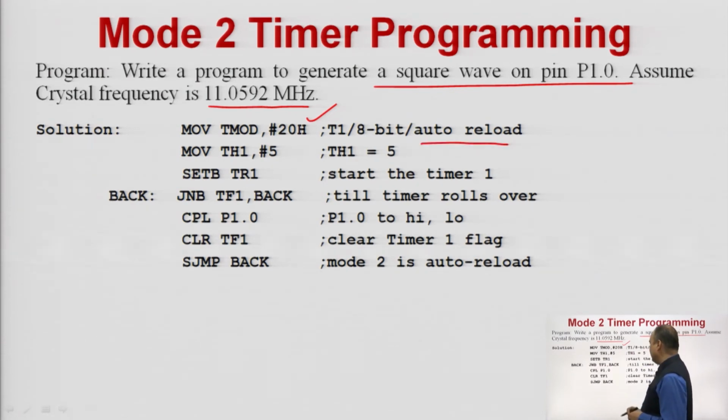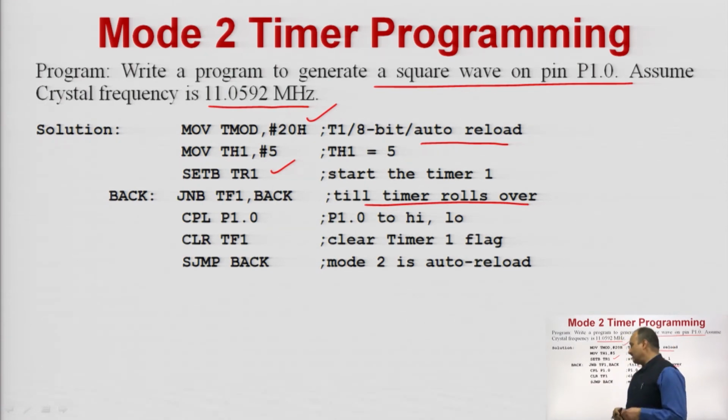The 8-bit value which can be loaded into the TH1 register is 05. Once the value is loaded, we need to start the timer with the help of the instruction SETB TR1. With the help of this instruction, we will start the timer. Once the timer is started, we need to monitor the timer flag with the help of the instruction JNB TF1, target, till the timer rolls over. So we need to keep monitoring whether the timer flag is 0 or 1.